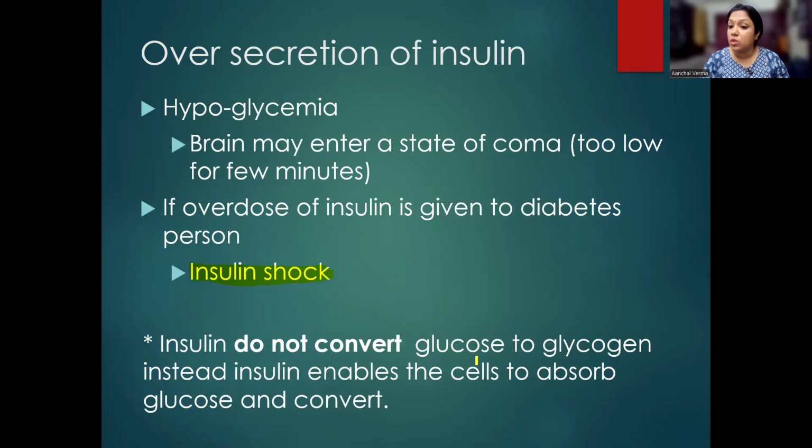Insulin does not convert glucose to glycogen. Always remember, insulin is a doorkeeper. It opens the doors of the cell so that the glucose can enter into the cell. So though insulin and glucagon work together to regulate the level of glucose in the blood, their mode of action is different. Glucagon helps in conversion of glycogen to glucose, but insulin allows the glucose to get into the cell, then it is converted into glycogen for storage in liver cells.